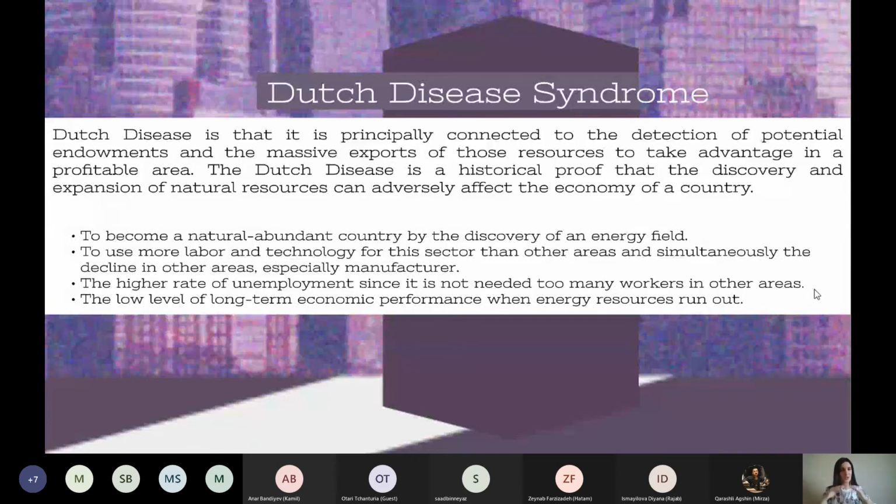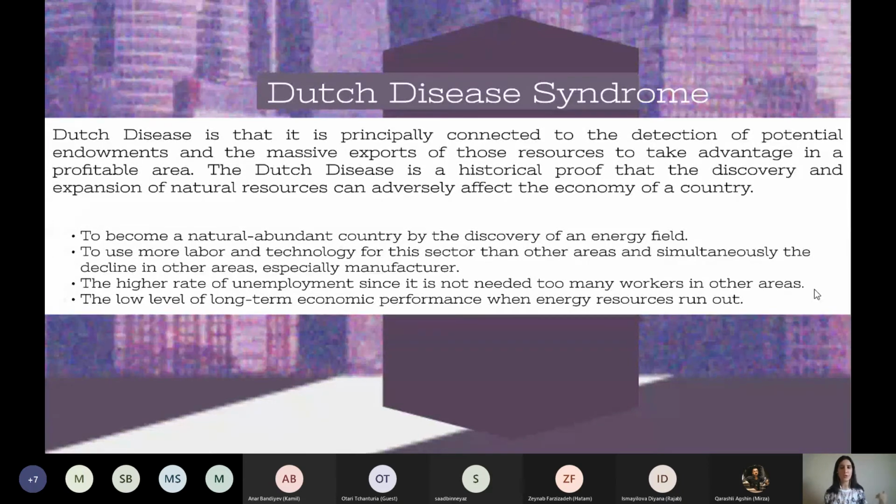Let's take a look at the Dutch disease syndrome symptoms, then you will understand better. So firstly, a country becomes a natural resource abundant country by discovery of an energy field. For the first time, they're happy. They say, yeah, we will be rich because we have a natural resource and we can produce, we can export, and we will make a lot of money. So at first, when they are happy, they say, yeah, we have to just focus on production of the natural resource, let's say gas. It was gas in the Netherlands.